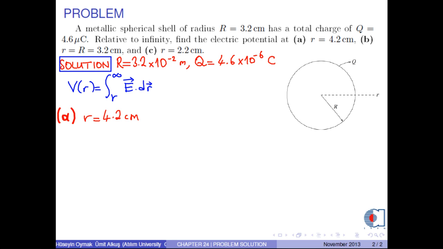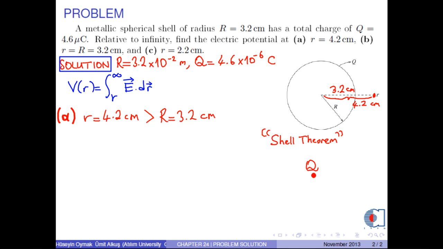In A, r is 4.2 centimeters, which is greater than the radius of the shell, 3.2 centimeters. Therefore, this point is outside the sphere. According to the shell theorem, the charge on the sphere can be considered as if it were concentrated at the center. Therefore, the electric field of this point charge at position r is calculated by the formula K times Q over r squared r hat, where r hat is the radially outward direction. Also, the infinitesimal vector dr is expressed as dr times r hat.